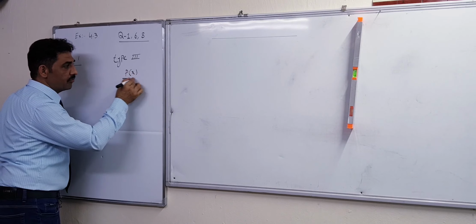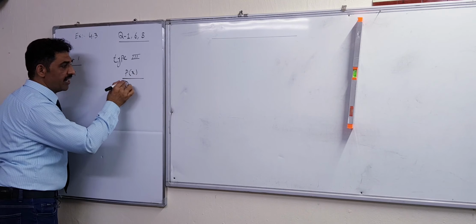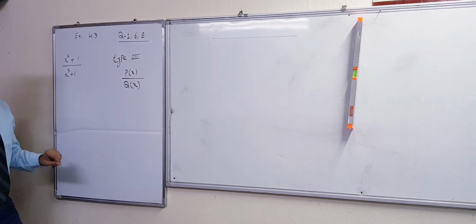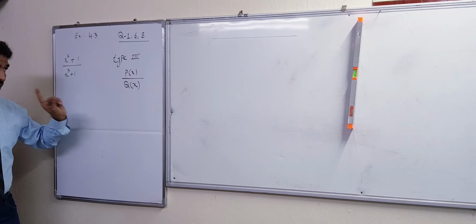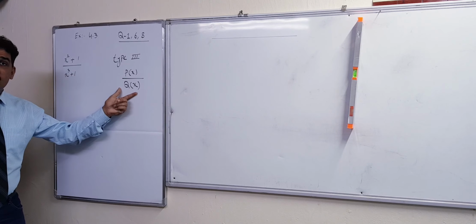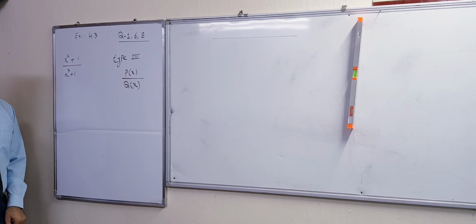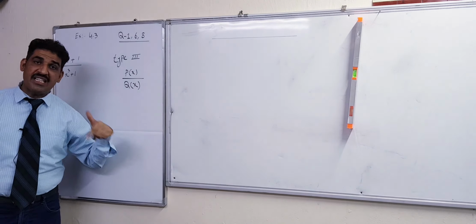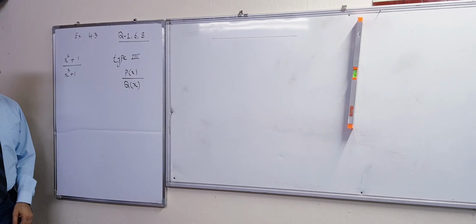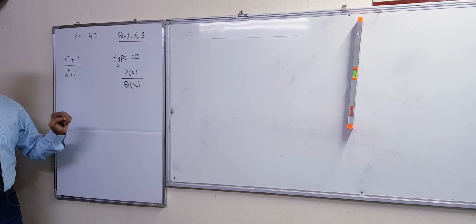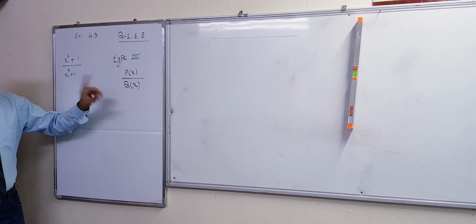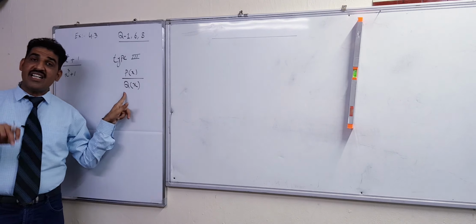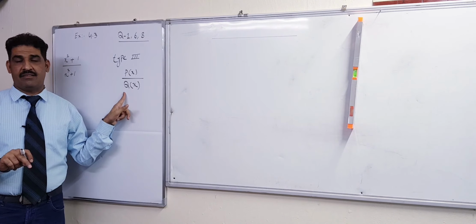P of x is the polynomial of the numerator and Q of x is the polynomial of the denominator. Type 1, what I said? Good, that is non-repeated linear factors. Type 2, Q of x is repeated linear factors. Good. Today, type 3. What is type 3? He said Q of x is an irreducible quadratic, non-repeated factor.